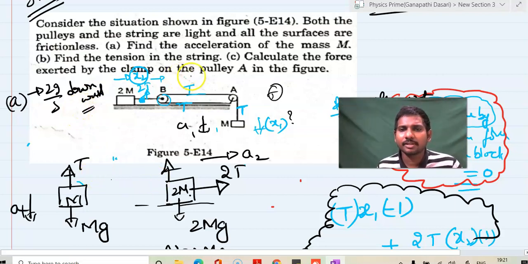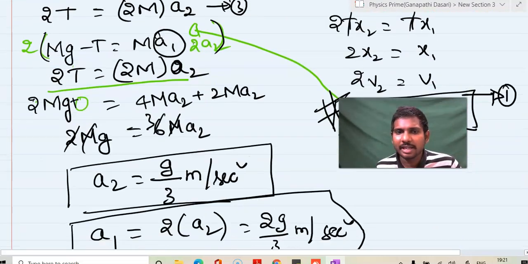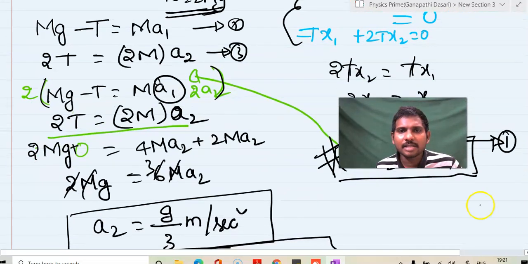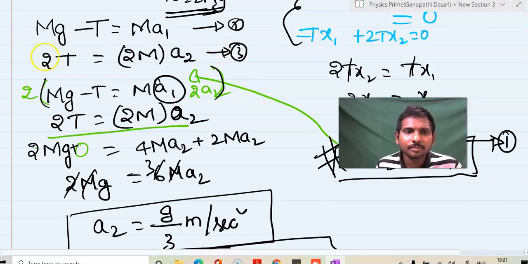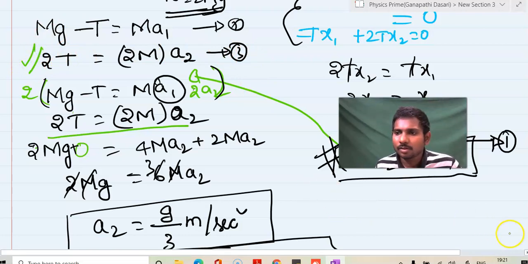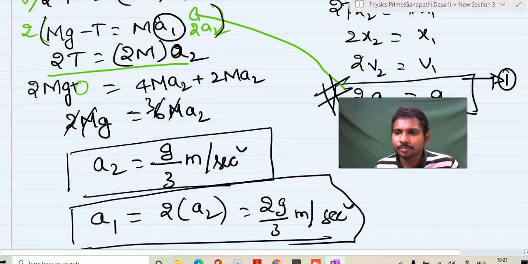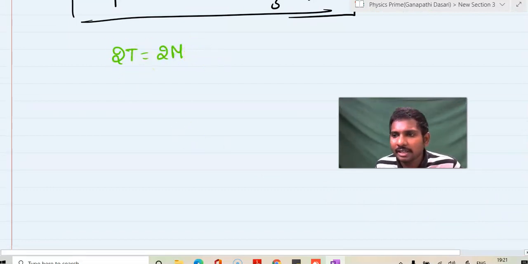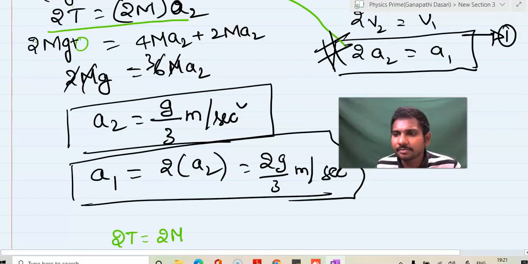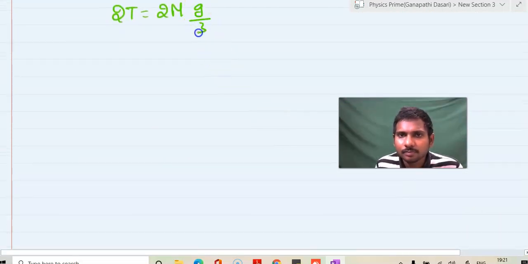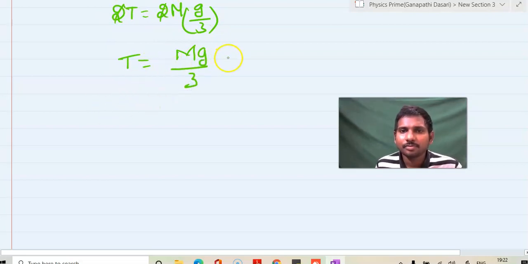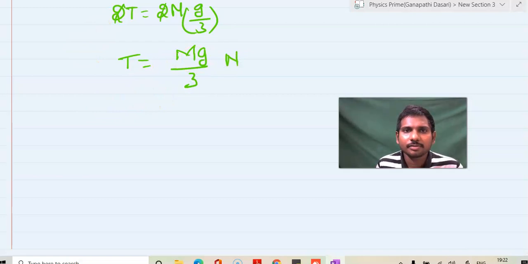Find the tension in the string. To find the tension, I'll use the equation. Substitute a1 or a2 in the third equation here. 2T is equal to 2ma2. A2 I got as g by 3. The 2 cancels. That is, tension is equal to mg by 3 newtons. Tension in the string.